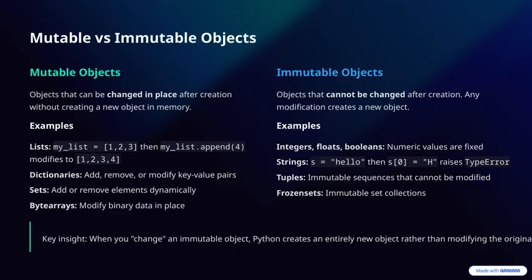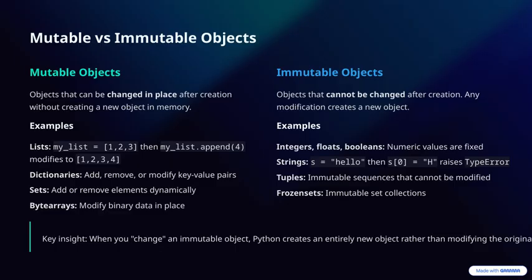Tuples are immutable sequences, meaning their contents can't be modified after creation. The same goes for frozensets, which are immutable set collections. The key insight here is that when you attempt to change an immutable object, Python doesn't alter the original. Instead, it creates a new object in memory.